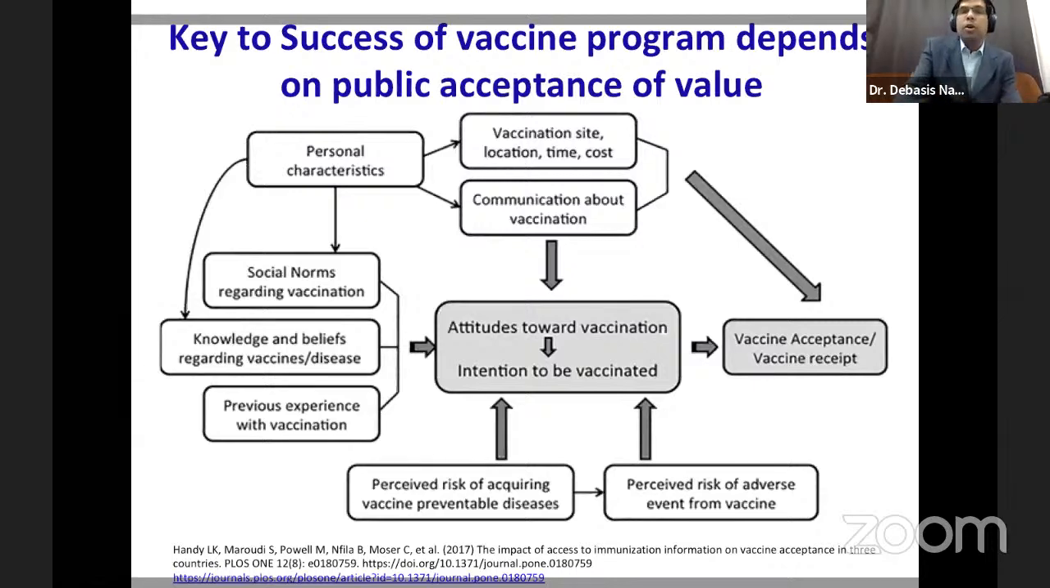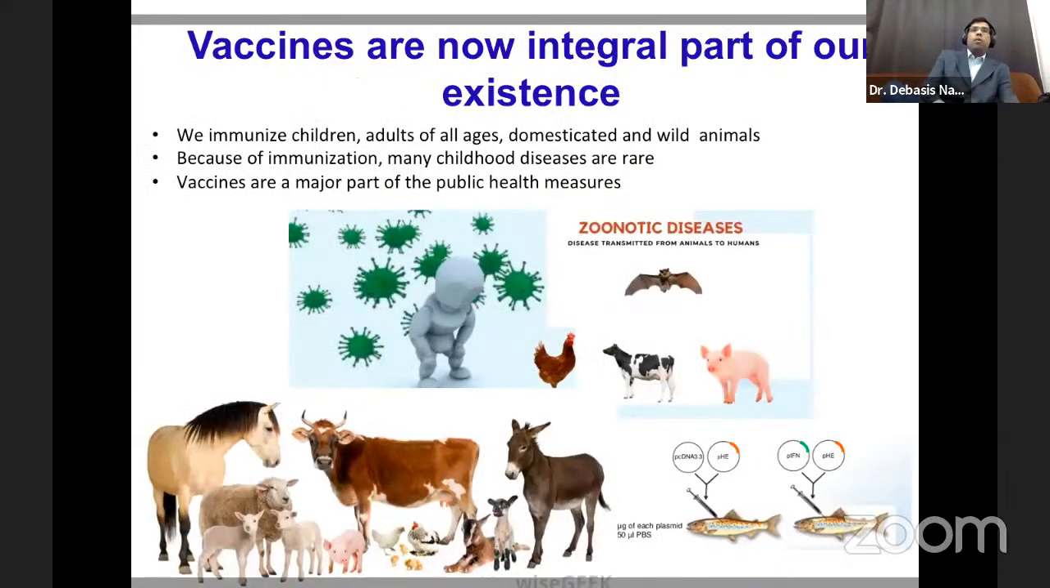So this is how we talk about vaccines. Vaccines are now an integral part of our existence. What I mean by integral part is that vaccines are now administered to animals: cattle, chicken, cow, pig, bat, even farm fish, such as salmon, tuna or pomfret, which are very costly fish. People are also using vaccines to prevent disease, in addition to children.